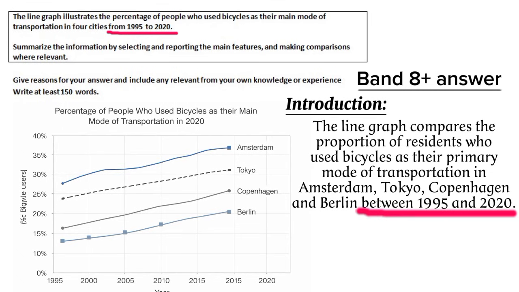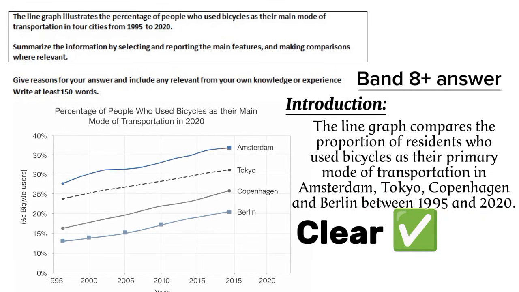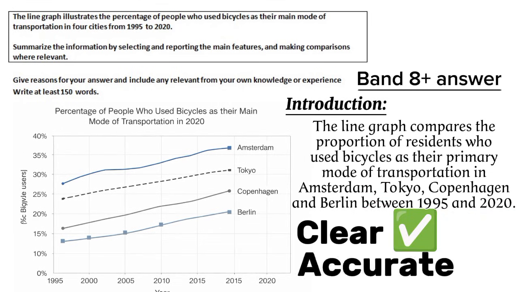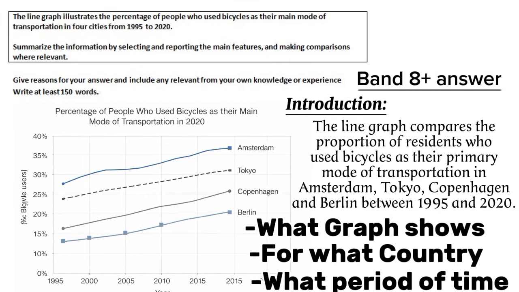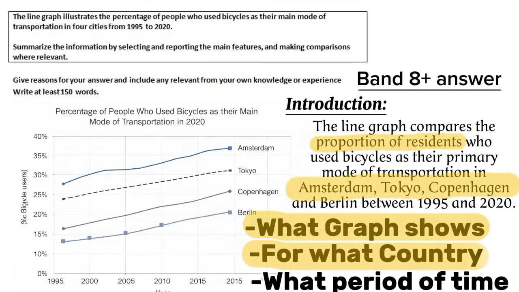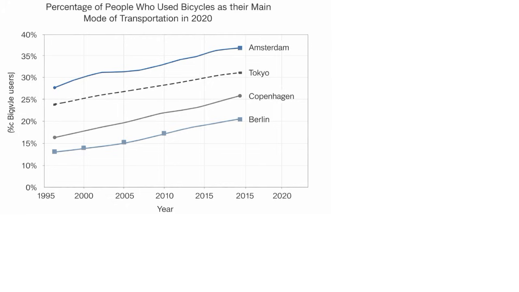So, that's all with our introduction. It's absolutely clear, it's absolutely accurate, so anyone who reads it without seeing our graph will have a clear understanding of what our graph shows, for what countries, and for what period of time. Now, let's move on to the next paragraph.